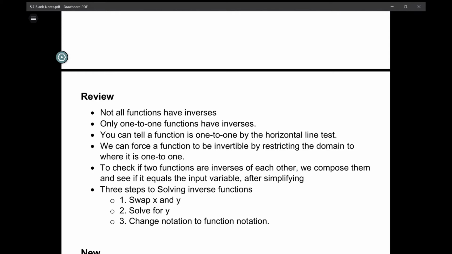And one more thing to remember about inverse functions, you can check to see if two functions are inverses of each other by composing them and seeing if we get x out. And remember how we found inverse functions? We swapped x and y, solved for y, used inverse function notation.